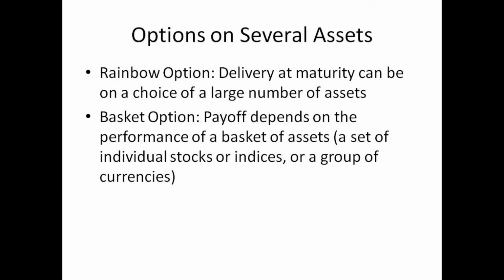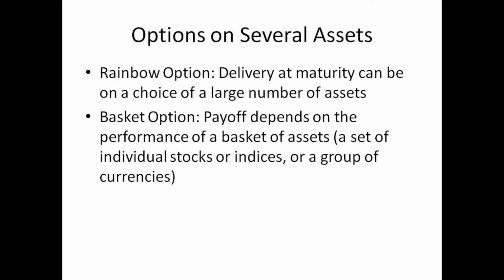The next ones we're going to look at are options on several assets. The first type is a rainbow option, where delivery at maturity can be on a choice of a large number of assets. These are usually calls or puts on a best of or worst of a basket of a certain number of underlying assets. This is considered a type of correlation trading because the prices of these options are sensitive to the correlation amongst the basket's constituents.